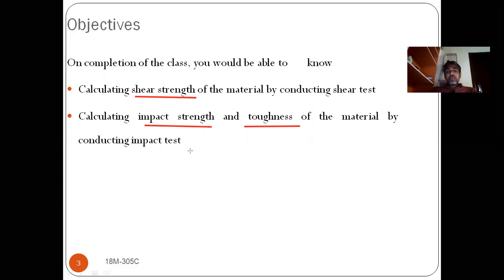Okay. So before going into the test procedure, we should know what is meant by shear strength and what is meant by impact strength. Those things we will discuss first, and later we will enter into the procedure to be followed to find the shear strength and impact strength of a material.